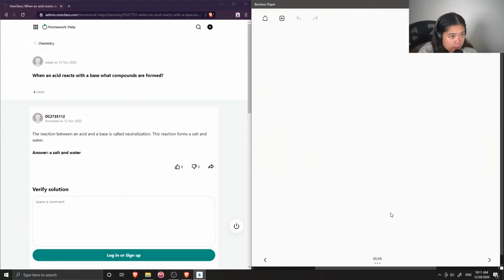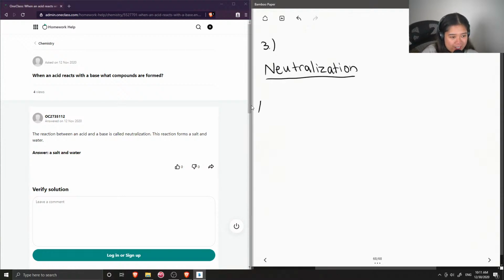Okay, so question 3. When an acid reacts with a base, what compounds are formed? So this is also known as a neutralization reaction. And in a neutralization reaction, an acid reacts with a base, and the compounds that are formed are a salt and water.